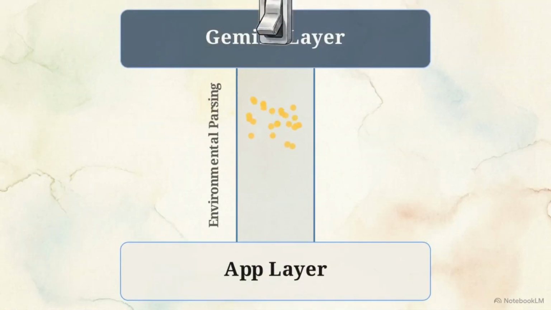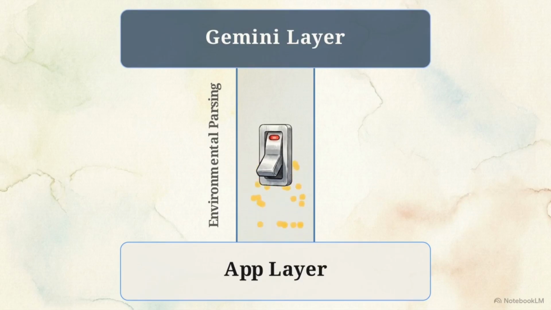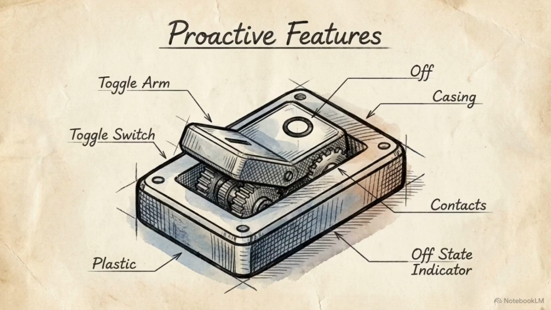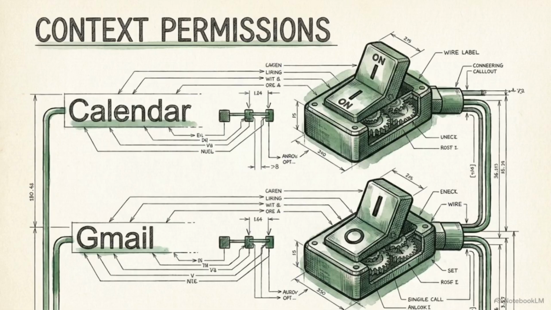Continuous environmental parsing creates obvious privacy risks if left unchecked. To manage this, the architecture relies on a rigid permission gate. The AI can only access data from strictly user-approved applications. Furthermore, all of these proactive parsing features are optional and can be universally disabled in the system settings. By solving the context problem with local, permission-gated parsing, the OS is prepared for autonomous execution.